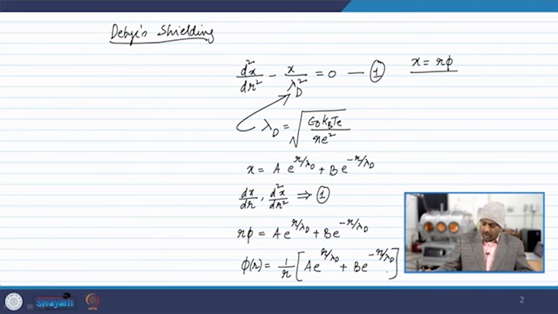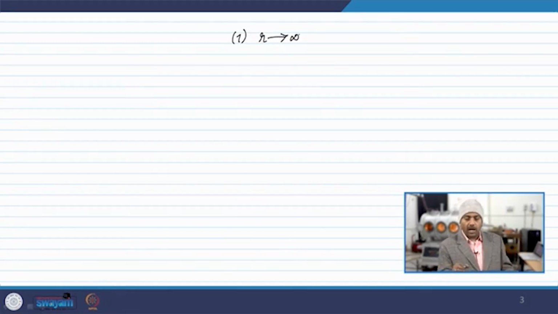Right. Now, we have to find out the values of these constants a and b. So, generally we know how to do it. The process is very simple. We have two constants, so we need to apply boundary conditions which will tell us what is the value of this function at the beginning. Then we can get rid of a few constants. So, let us say we use the boundary condition number 1 here, which is when r tends to infinity, what happens to phi of r?